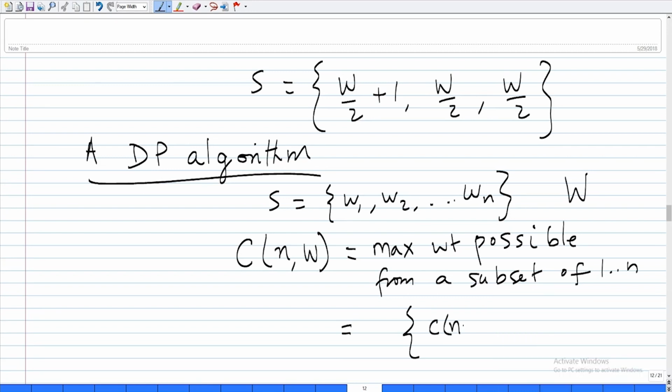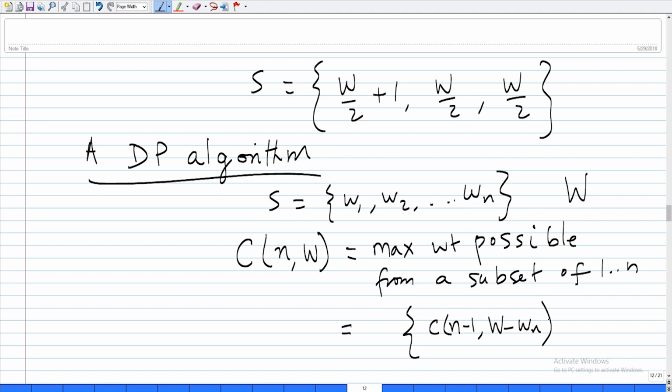C of n minus 1, W minus Wn, right? How much does the weight reduce from? Because I picked the last object into my knapsack, so my residual weight is W minus Wn. Pick the maximum possible subset from 1 to n minus 1.